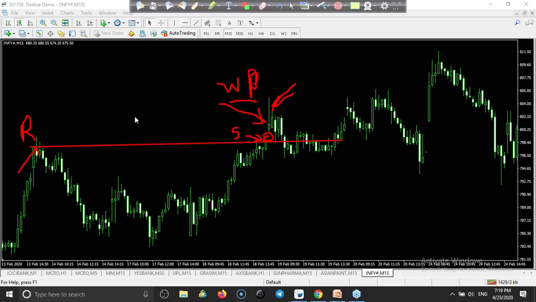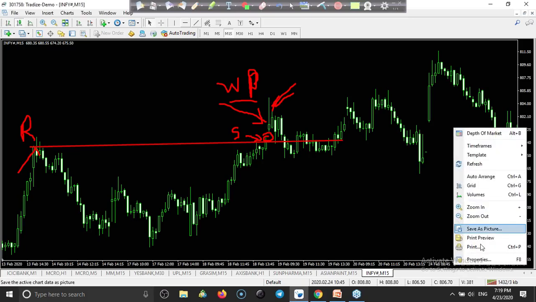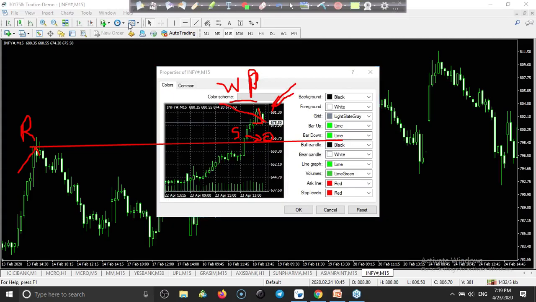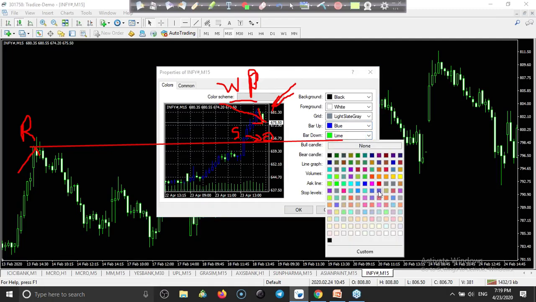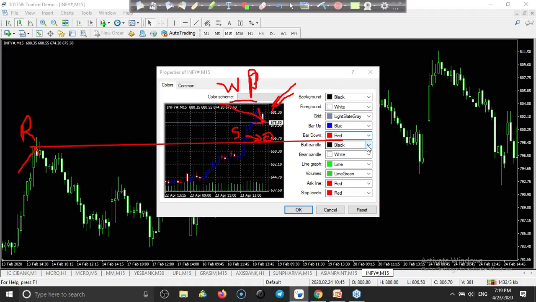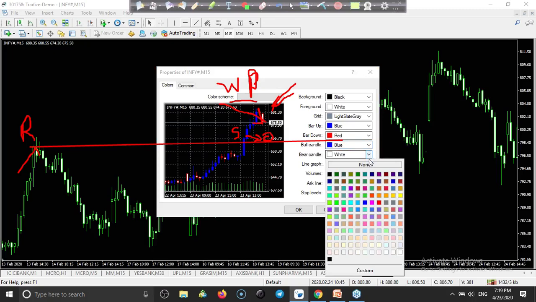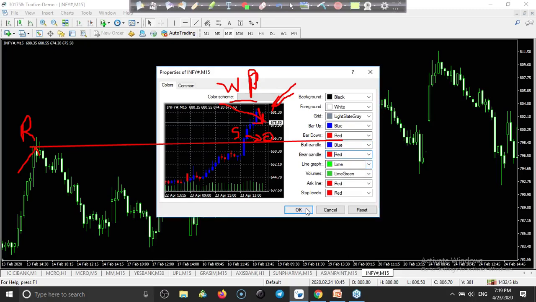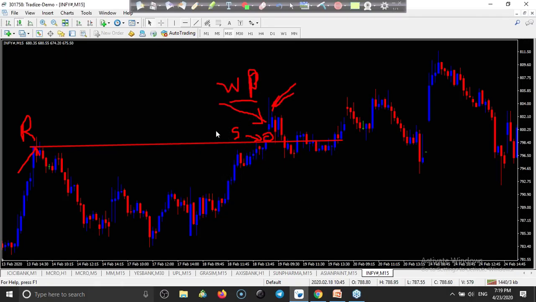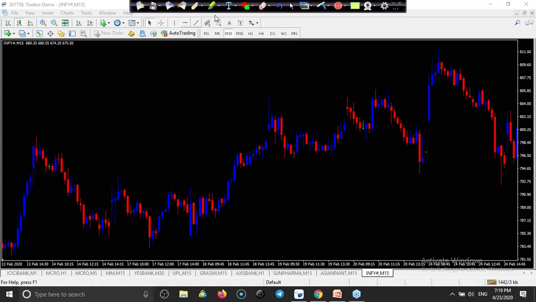Is it clear? Audio issue, please sharing this. Okay, the color looks the same, bearish candle both. Okay, let me change the color. Color doesn't matter, but let me change the color. Bull up green, bear down red. Bull candle green, bear candle red, line volume. Okay, yeah, now it's perfect.